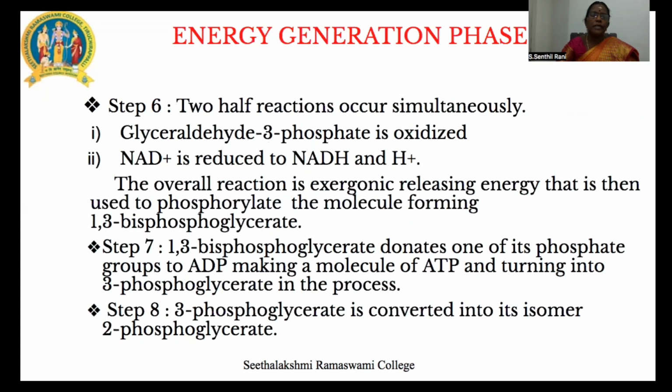Energy generation phase. Step 6 to step 10 are called the energy generation phase. In step 6, two half reactions occur simultaneously. That is, glyceraldehyde 3-phosphate is oxidized and NAD plus is reduced to NADH and H plus. The overall reaction is exergonic, releasing energy that is then used to phosphorylate the molecule, forming 1,3-bisphosphoglycerate. In step 7, 1,3-bisphosphoglycerate donates one of its phosphate groups to ADP, making a molecule of ATP and turning into 3-phosphoglycerate in the process. In step 8, 3-phosphoglycerate is converted into its isomer 2-phosphoglycerate.